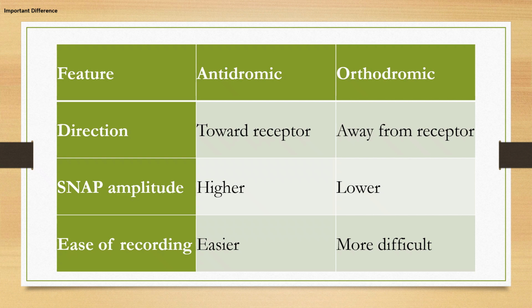Difference between antidromic and orthodromic. Direction. Antidromic towards receptor, SNAP amplitude is higher, ease of recording is easier. Orthodromic direction away from the receptor, SNAP amplitude is lower, ease of recording is more difficult.